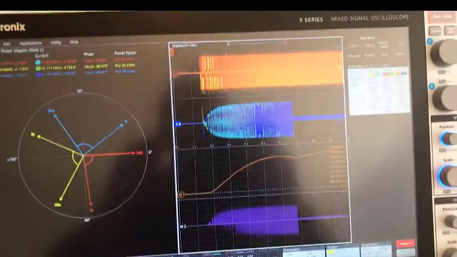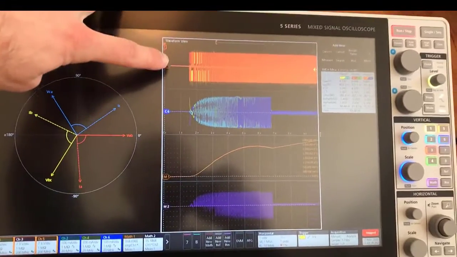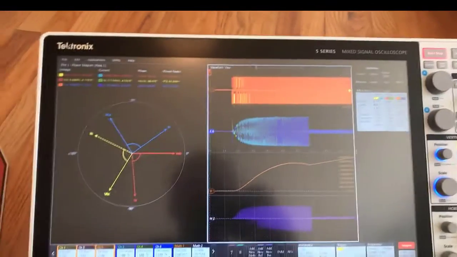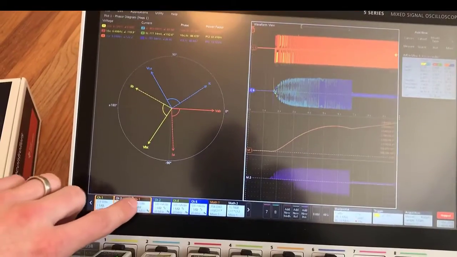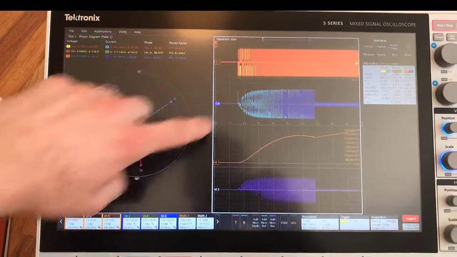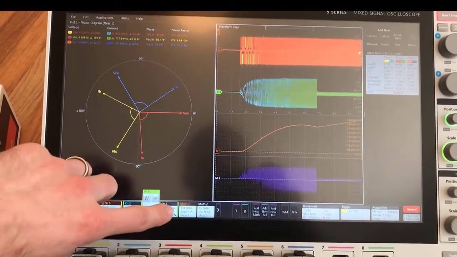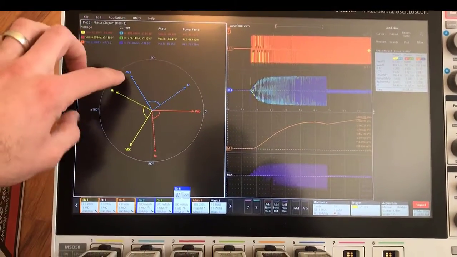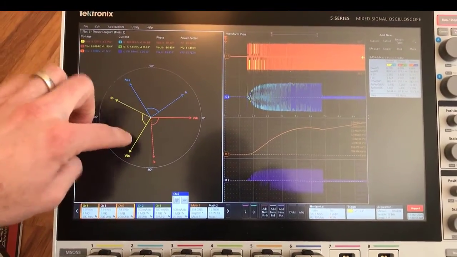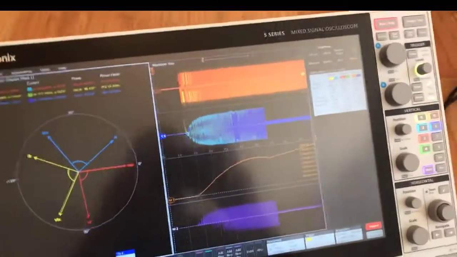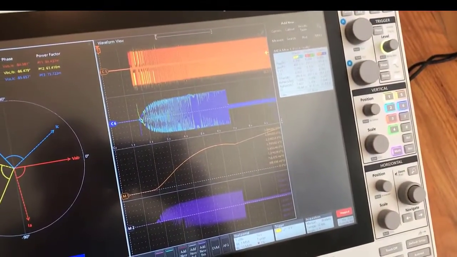Here on the scope you can see the user interface where we've got the 3 differential voltage lines overlaid over each other. So that's channel 1, 3, and 5, and then the 3 phase current measurements here on channels 2, 4, and 6. On the left side we have the phasor diagram, which is showing the voltage in the solid vectors and the current in the dashed vectors here. And then this analysis here was done on the startup of the circuit.